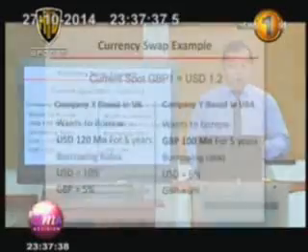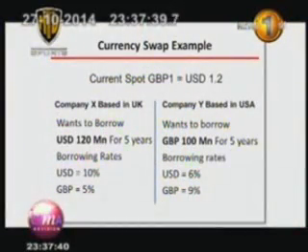If X wants to borrow dollars, he has to pay 10%. If he wants to borrow pounds, he has to pay 5%. If Y wants to borrow dollars, he has to pay 6%. And if he wants to borrow pounds, he has to pay 9%.